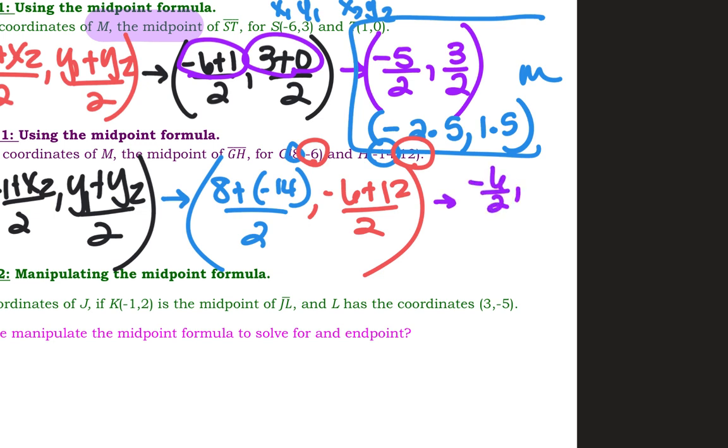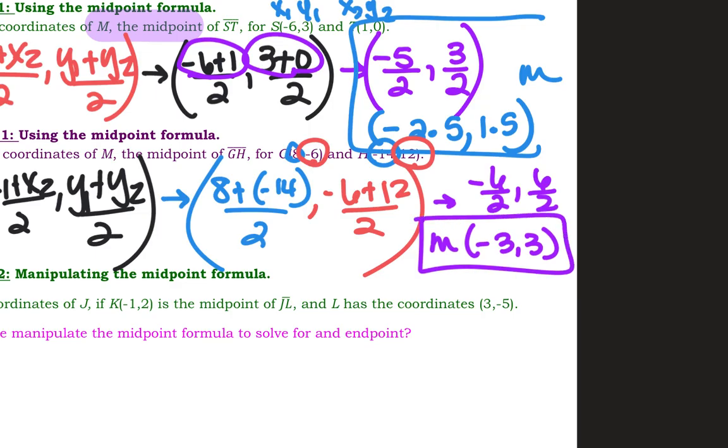Negative 6 over 2. And what about negative 6 plus 12? 6 over 2. Good. So does that reduce? Yes. Negative 3, 3. Good. So do not leave it as negative 6 over 2 if you know it can reduce, or if it can divide in this case. Okay? Good. That's going straightforward.